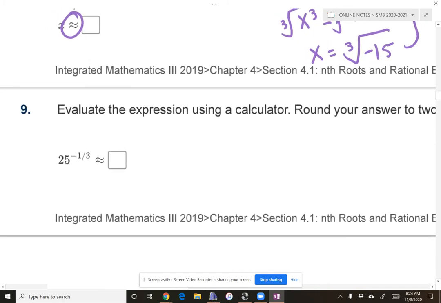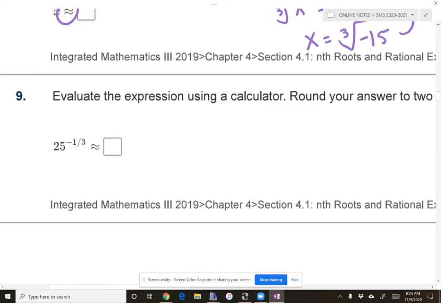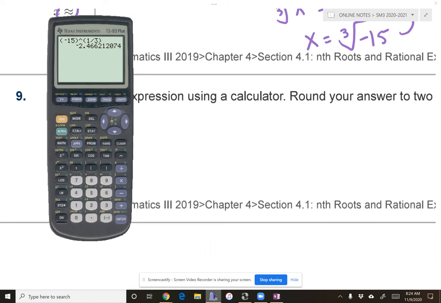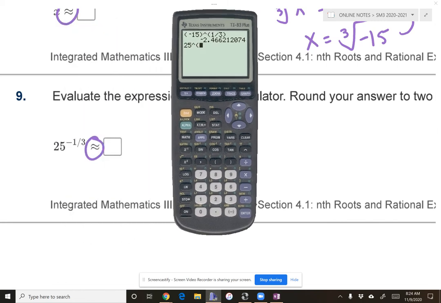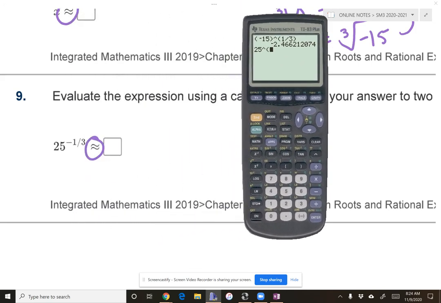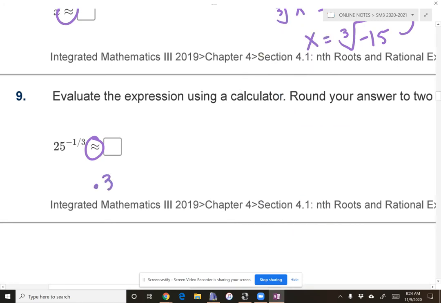9 is the same. Evaluate the expression using a calculator. Round to 2 decimal places. Okay, this I'm just plugging exactly into my calculator. 25 raised to the, and I believe it was negative 1/3. Negative sign, not the subtraction sign. 1/3. And I get 0.3419. So it goes 0.3419, and it says 2 decimal places. So I look at the third, which means it's not higher than 5. So I'm going to leave it at 0.34.